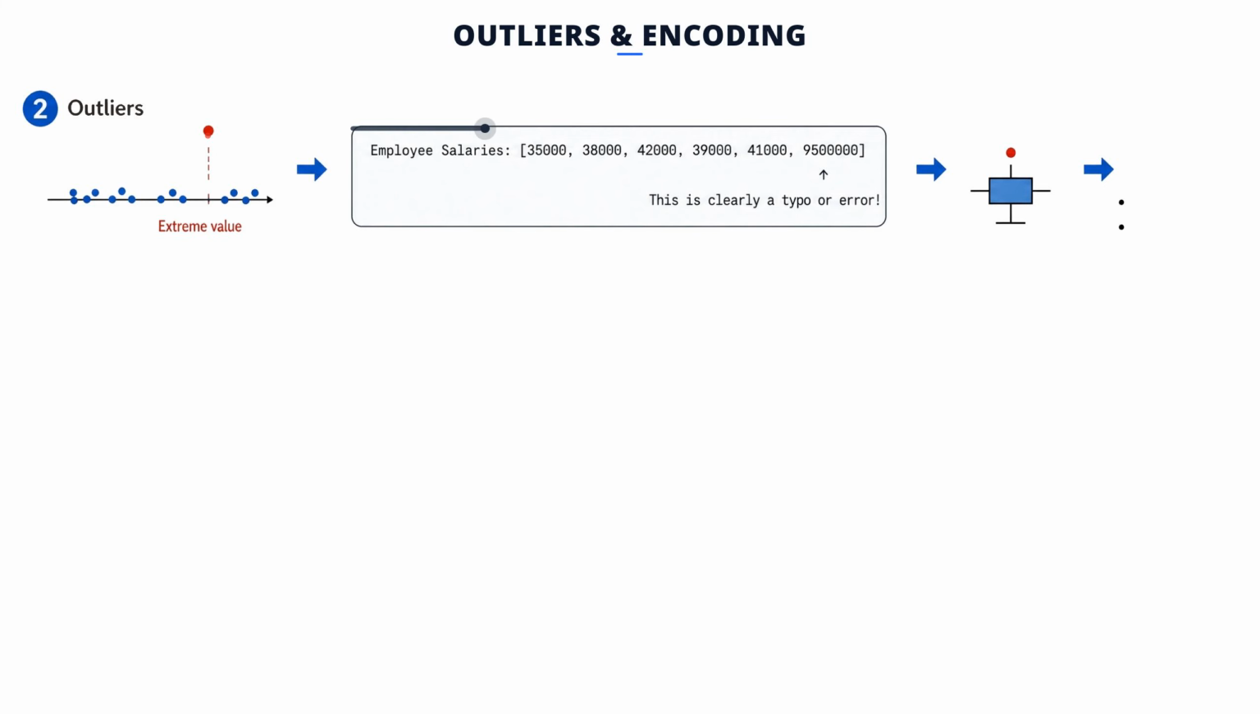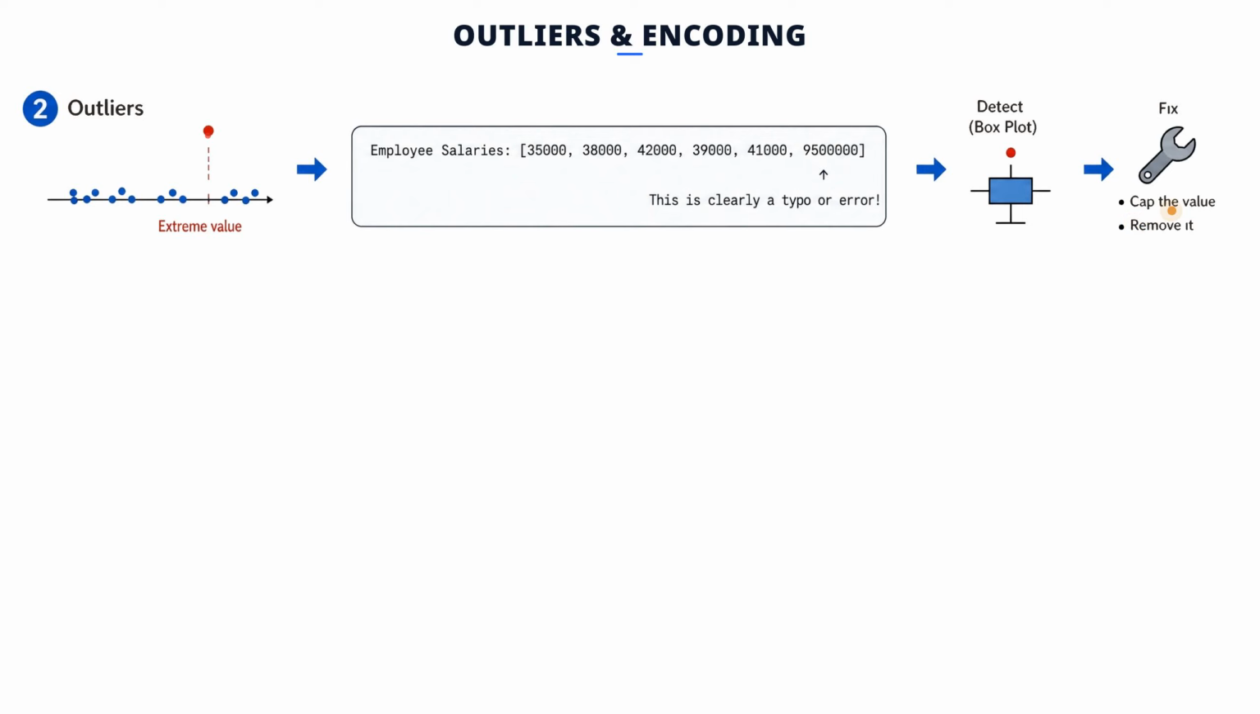If we examine this list of employee salaries, most of the values are reasonably clustered around 35,000 to 42,000. But then we have this value of 9.5 million. As noted here, this is clearly a typo or a data entry error. To fix this, we use statistical tools like box plots to automatically spot them. Once detected, we can either cap the value to a reasonable upper limit or simply remove the record entirely.